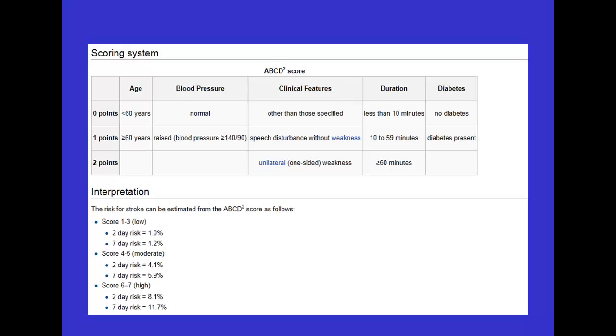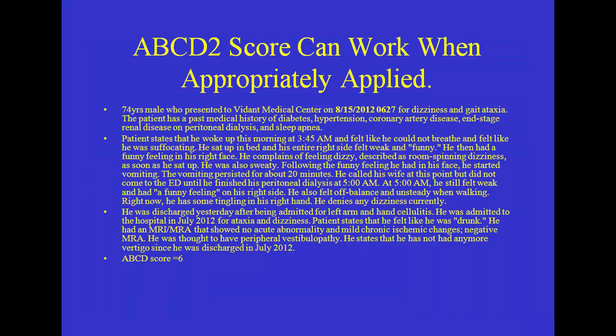And of course, who you send home during the day is different than who you send home in the middle of the night, because it's much harder to get the resources you need in the middle of the night. So this scoring system does provide a sort of a guideline. So I put this case in here.